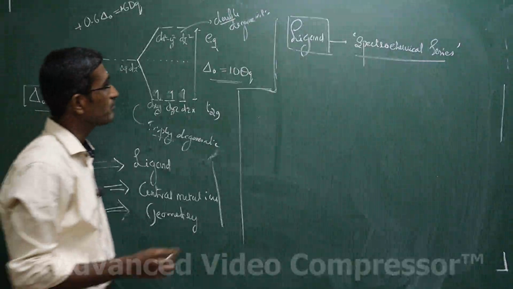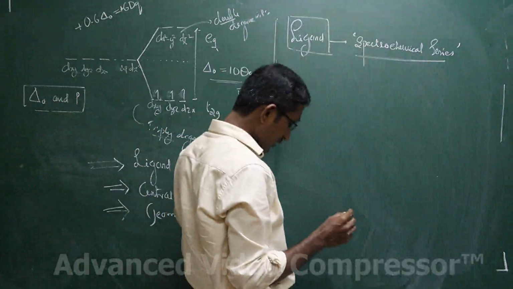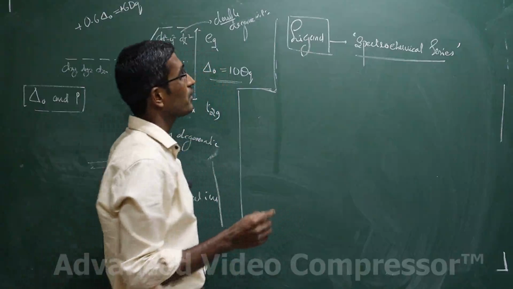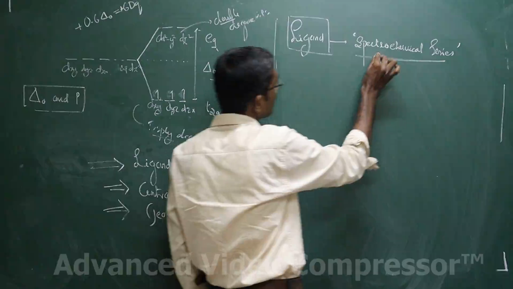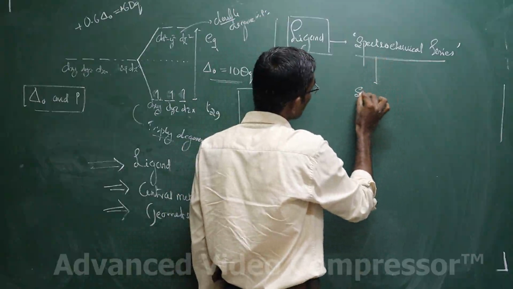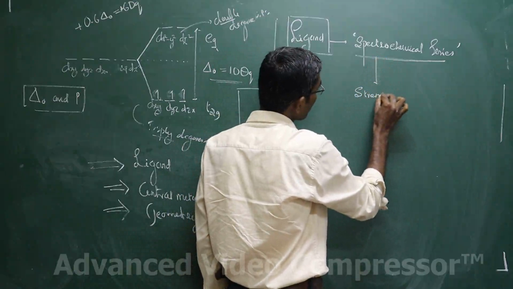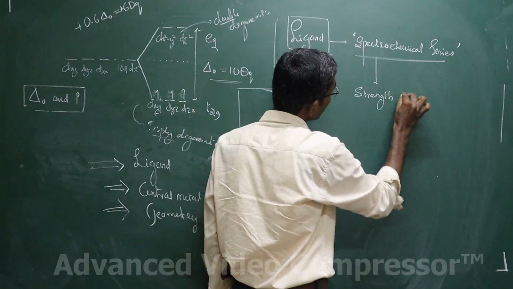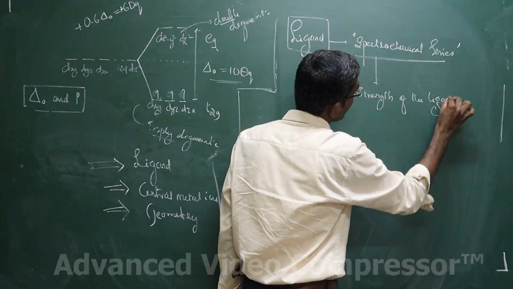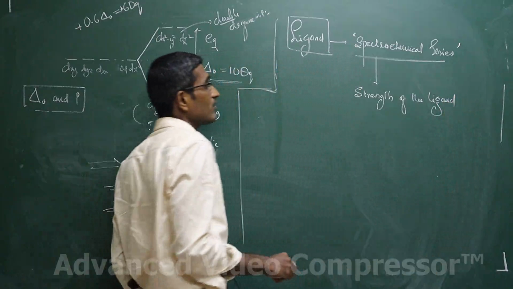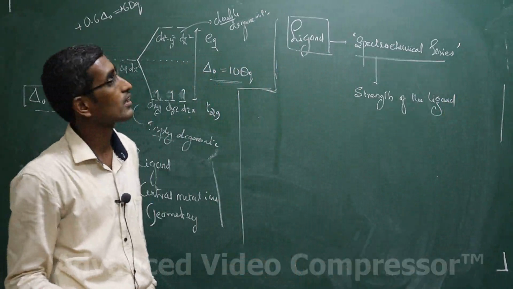So we have the spectrochemical series, which will dictate the strength of the ligand, students. The strength of the ligand is spoken by the spectrochemical series, which is an arrangement of the ligands in increasing order of their strength.